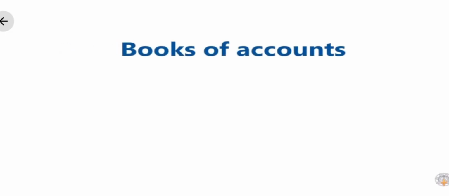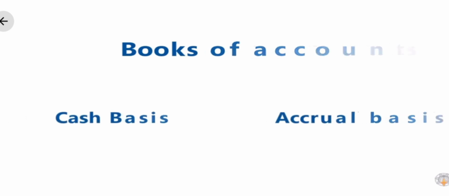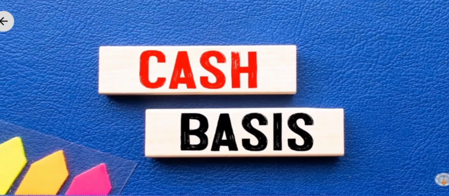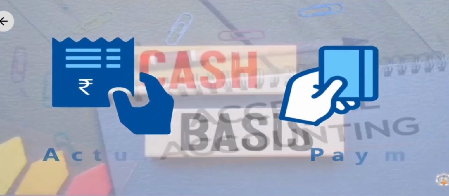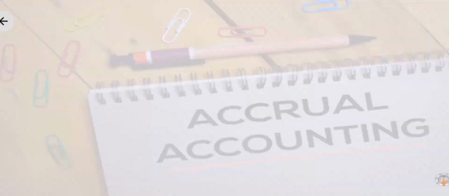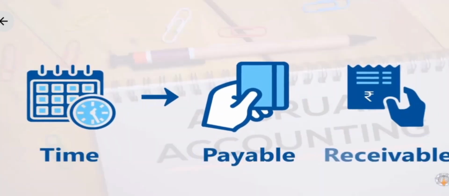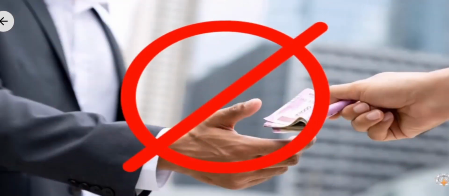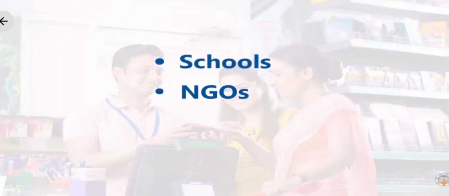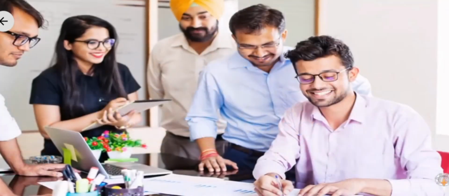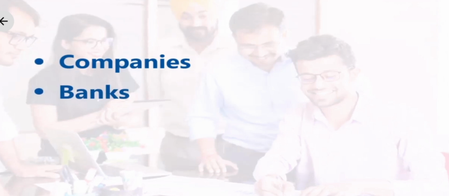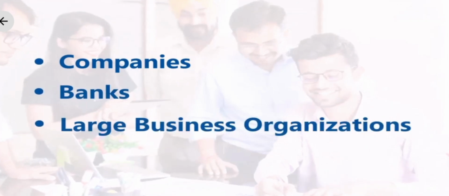Books of accounts can be maintained using two broad methods: cash basis and accrual basis. Cash basis means recording transactions on the basis of actual receipts and payments. Accrual basis means recording transactions when they become payable or receivable and not on actual receipt or payment of money. Some organizations like schools, NGOs, and small shops maintain records on cash basis. Companies, banks, and large business organizations maintain records on accrual basis.